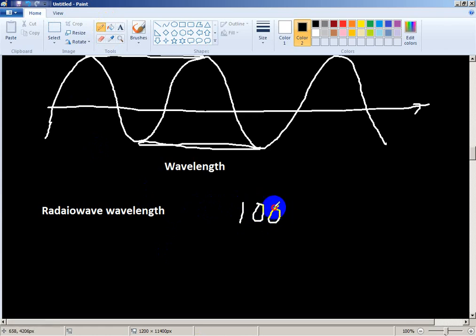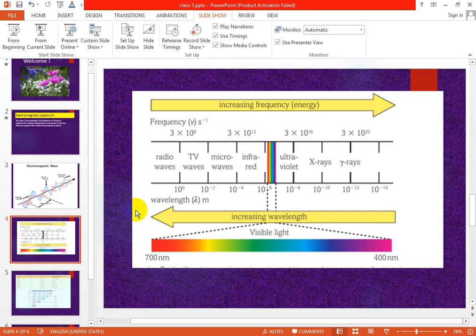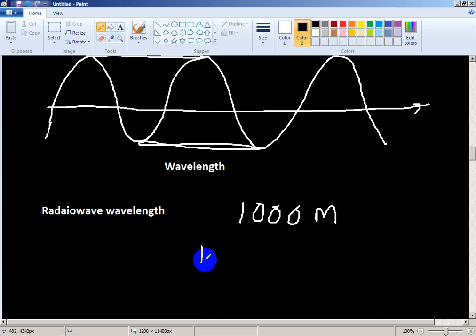100 meter. Look, what a big wave comes, 100 meter, that means a wave of around 1 kilometer, a big wave. This is the radio wave. Radio wave means 10 to the power 0, 10 meter. So one wavelength of the radio wave is 10 meter, a very big wave.